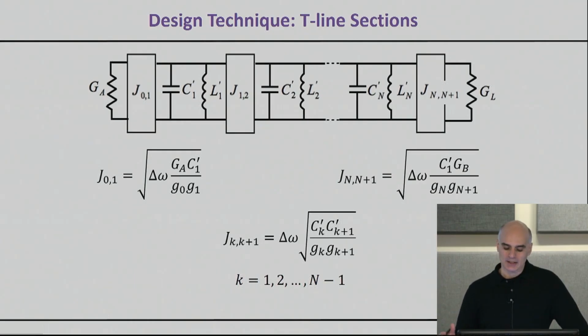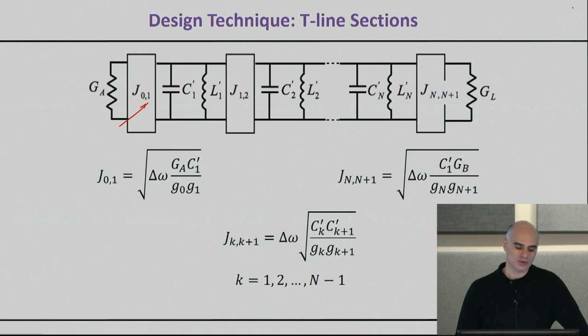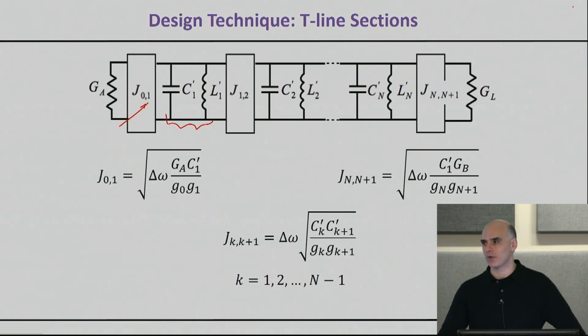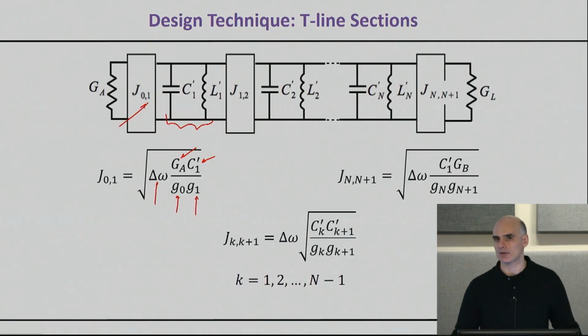And if you basically do all of these calculations, you will end up having the equations that you see right here. For example, the J_01, which is the first coupling section between the source and the first resonator. Here's the first resonator that, as we have already discussed, this will be an open transmission line. Depends on delta omega, the absolute bandwidth, the admittance of the source, this arbitrary number C_1 prime, and then the g_0 and g_1. These are the g parameters of the filters that you need to implement. And the same thing holds everywhere else.